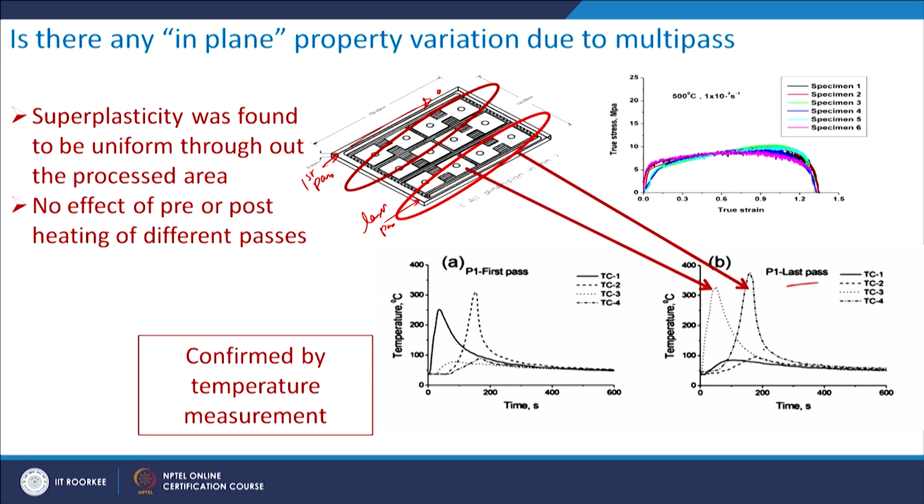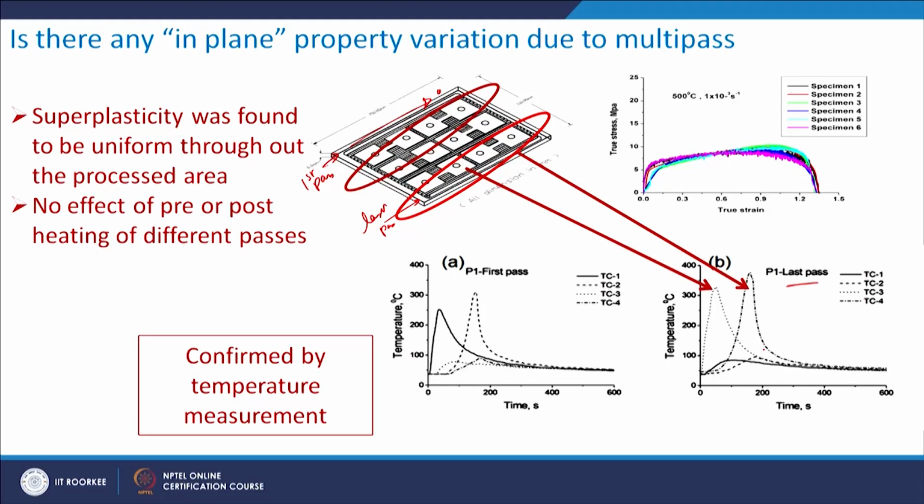So, we can conclude that there is not much effect of individual passes on the microstructure, because the temperature comes down to room temperature in a very short time, within 200 seconds or so. It is only an exposure of 3 or 4 minutes, and there is not much effect of temperature on the other part of the sample.